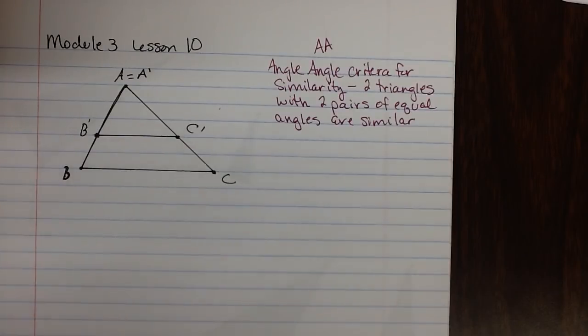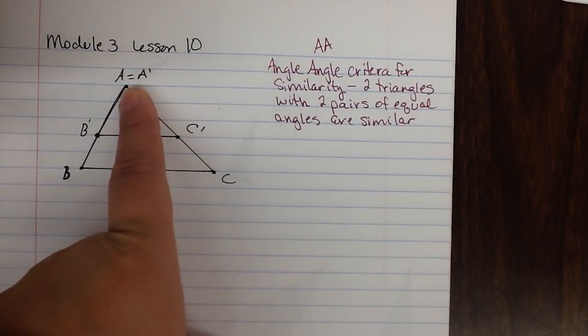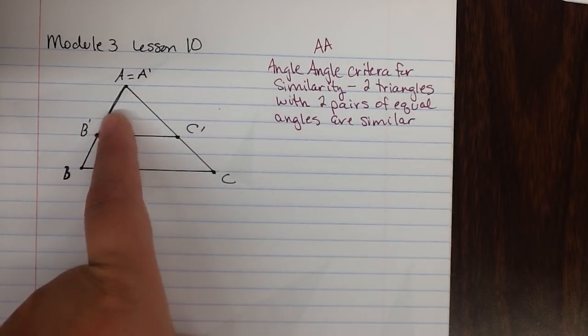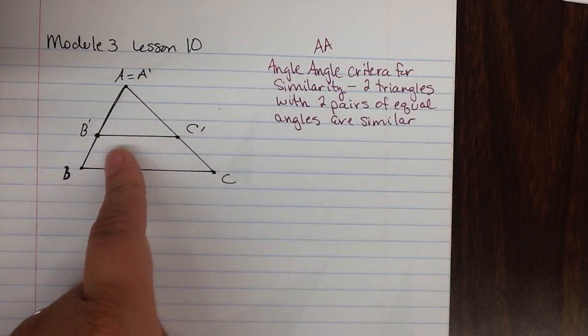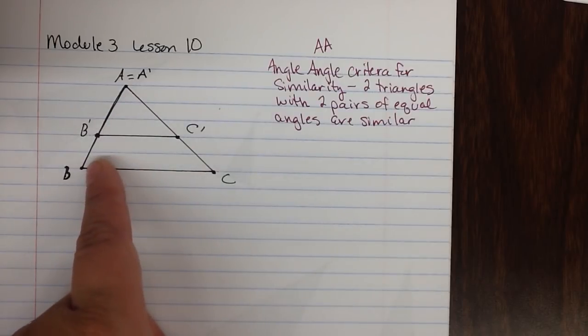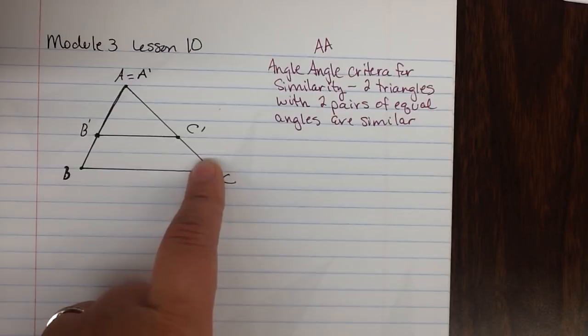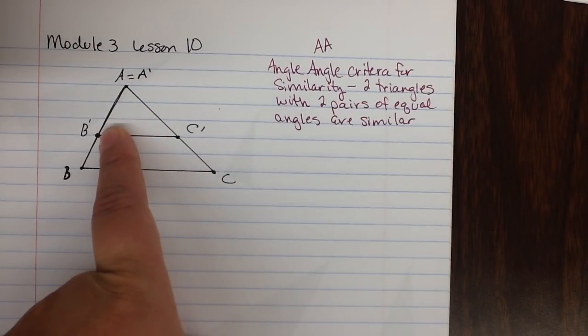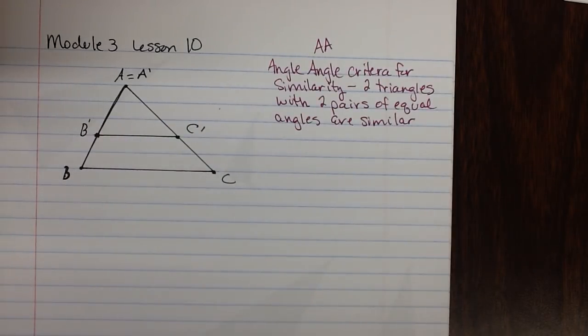So, if we know two angles, say we know angle A and A prime, and we know B and B prime, we can add A and B together, and subtract it from 180 to get C. And we can do the same thing for A prime and B prime, add them together, subtract it from 180 to get C prime.